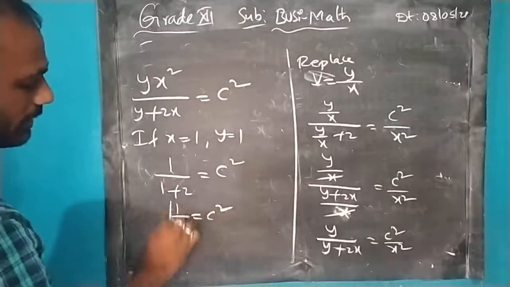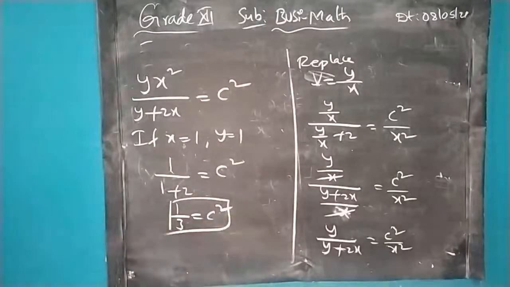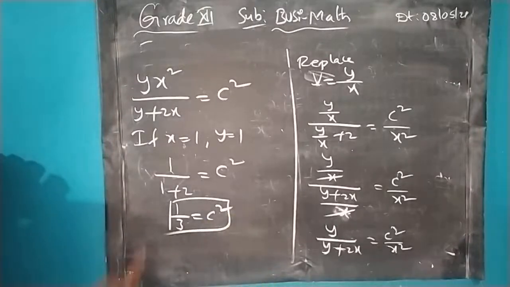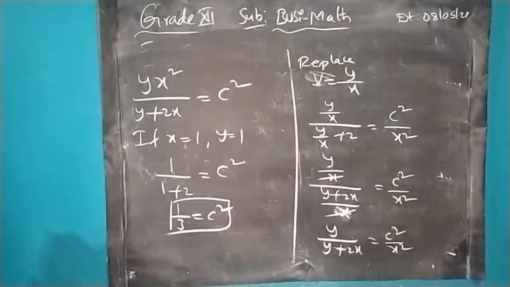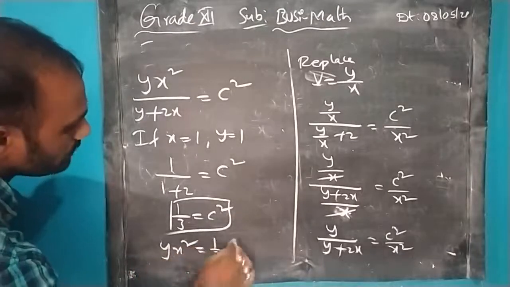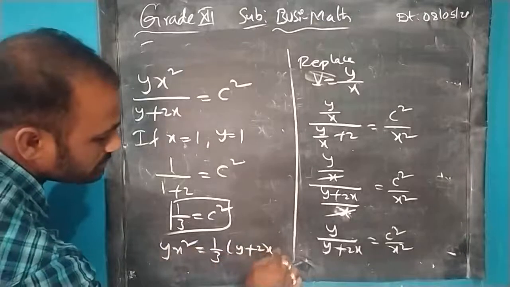So a constant value we got. That we can replace in our equation. What is the equation we got here? So that is y x square is equal to 1 by 3 into (y plus 2x).